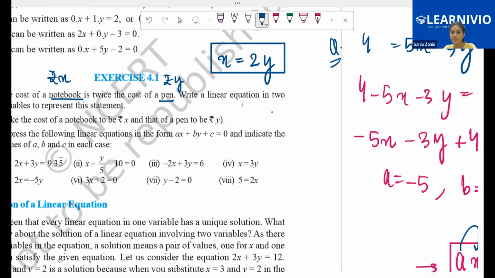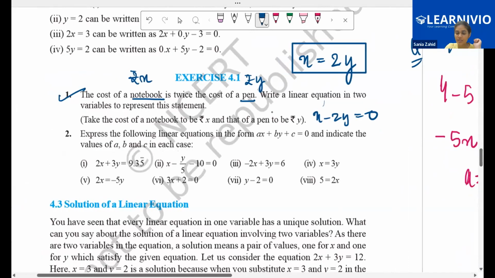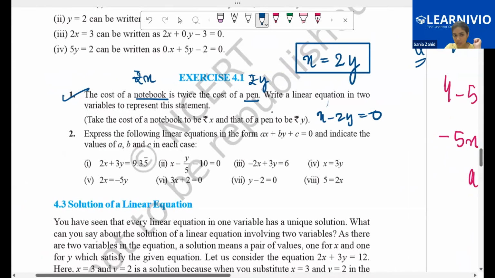Who will tell me the answer? x plus 2y is equal to 0. No, Hafsa, that's x minus 2y is equal to 0. That's it? Yeah, that's it. Okay, easy question.